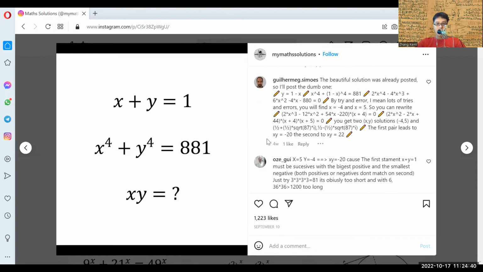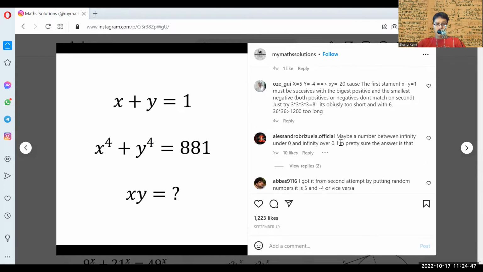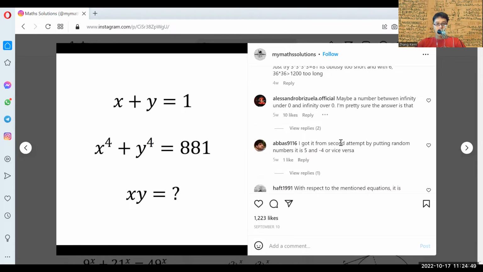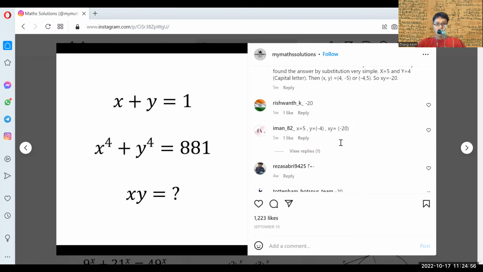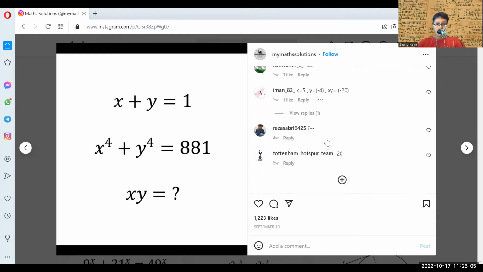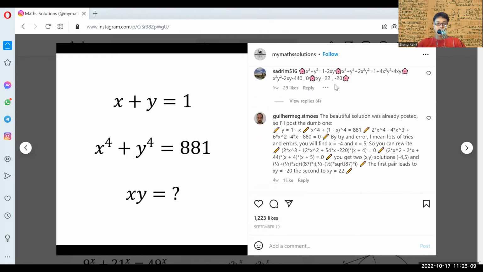Another person also got −20 and 22. Over here, I believe some of you also got the same thing. So basically, I can say that there are two solutions to this. xy is 22 or −20.